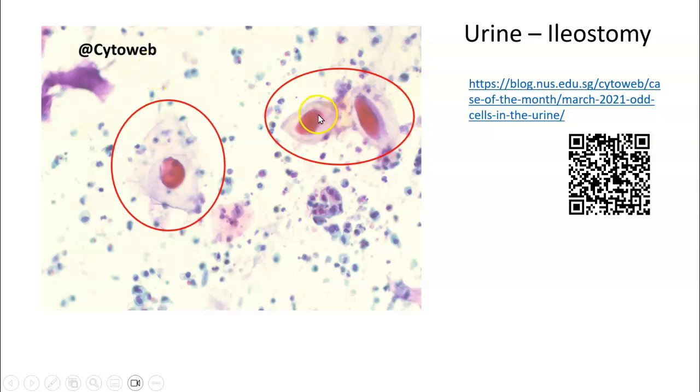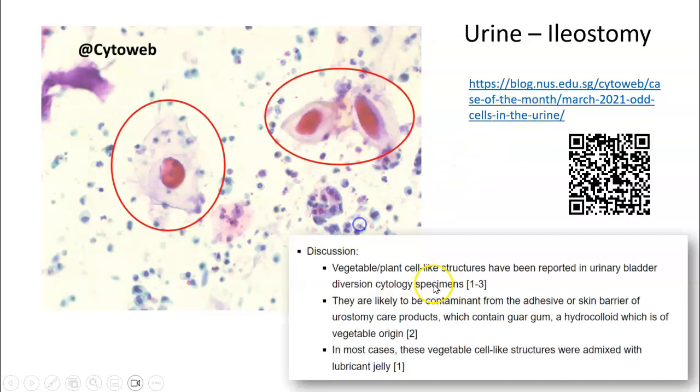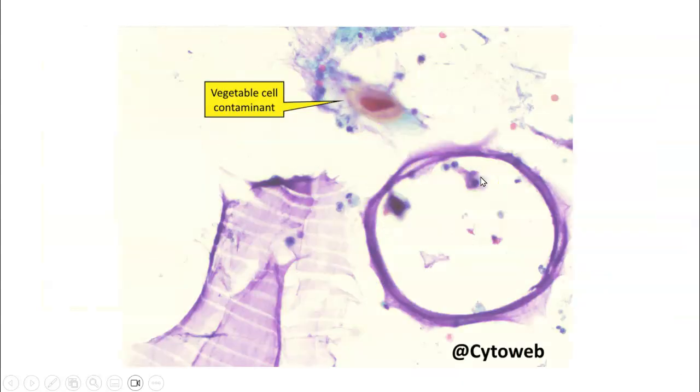This picture is taken from Cytoweb, which is our online cyto resource. You can have a look at the entire page with the proper explanation there. And this is actually vegetable-like or plant-like structures. They're probably from the adhesive or skin barrier of urostomy care products. So you tend to see them in ileostomy urine specimens.